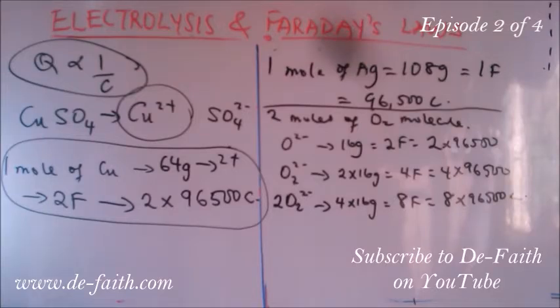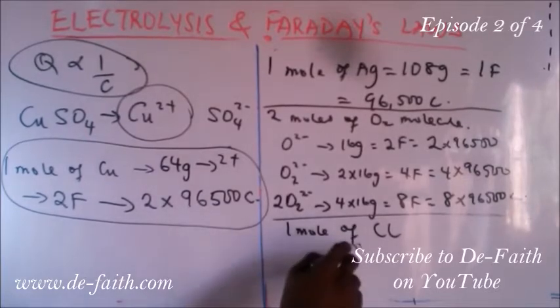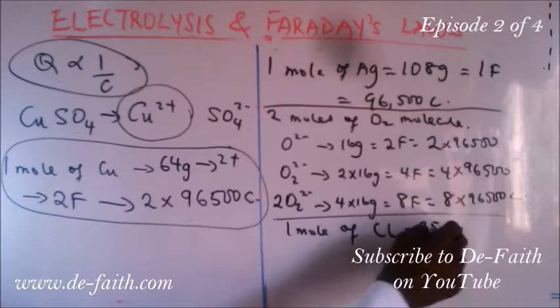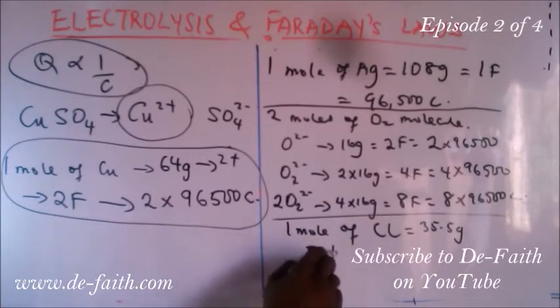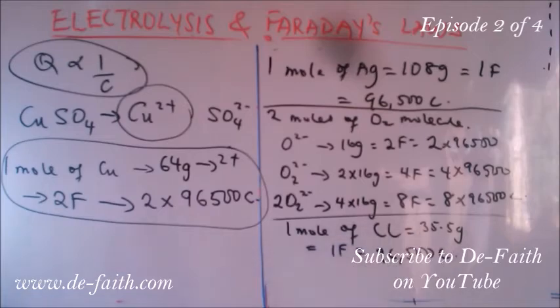Okay, let's take another one. If you have 1 mole of chlorine atom, here we are talking about just the atom of chlorine. We did not say a molecule of chlorine. So 1 mole of chlorine is equal to 35.5 gram, which is equal to 1 Faraday, and that is 96,500 coulomb. And so we shall solve some questions under this Faraday's second law of electrolysis.